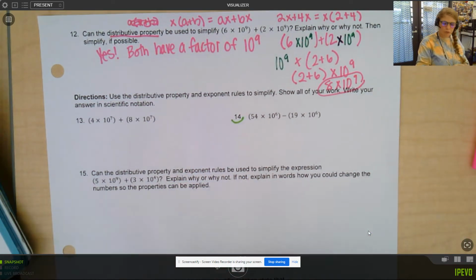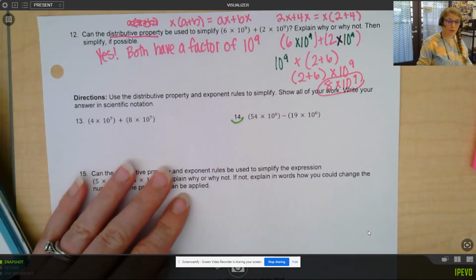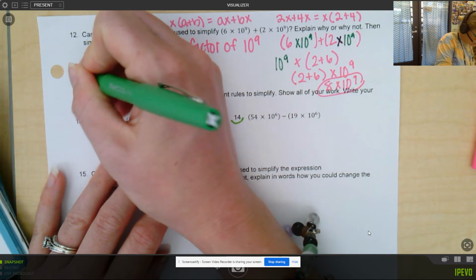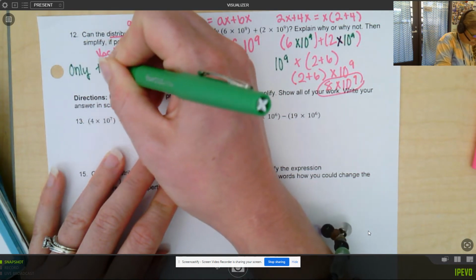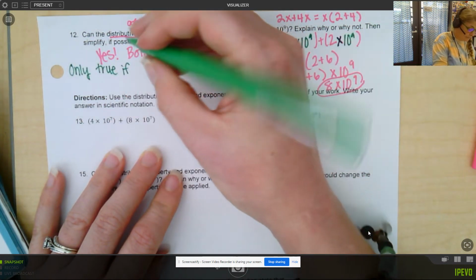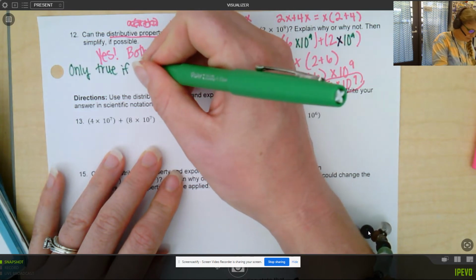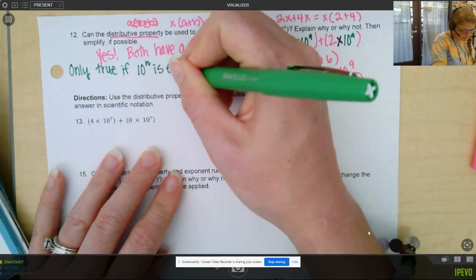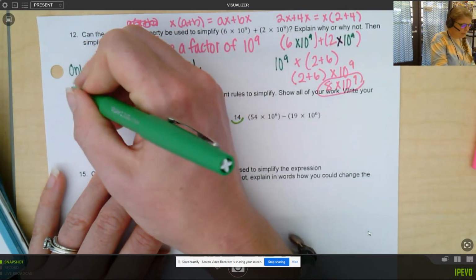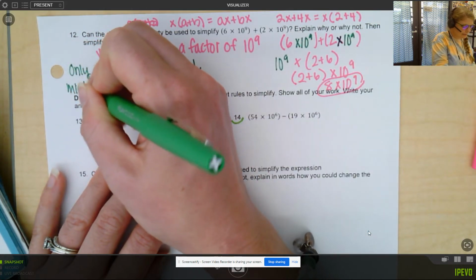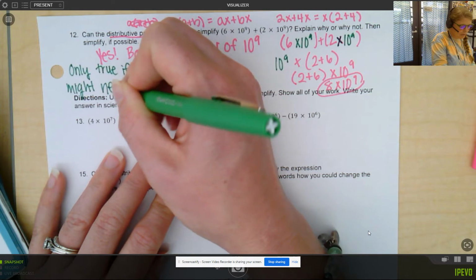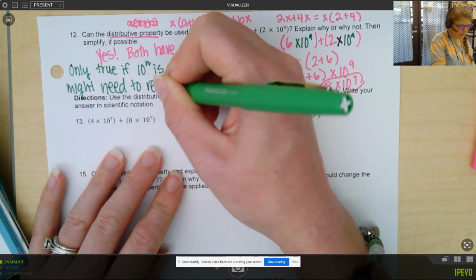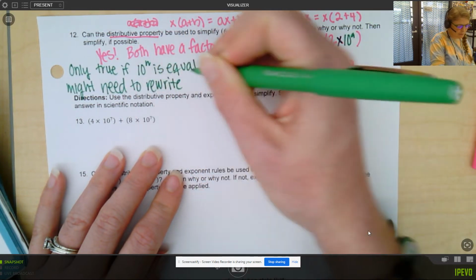So this is only true because they have the same order of magnitude. Only true if order of magnitude is equal. So I'm going to say 10 to the n is equal. You might need to rewrite expressions.